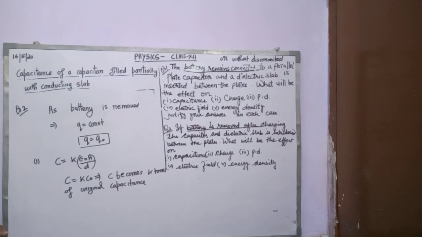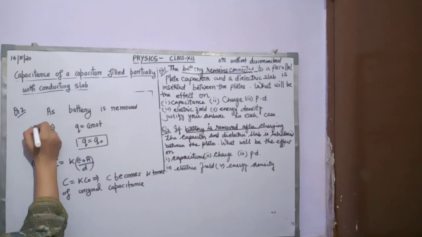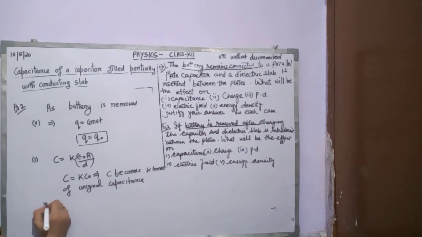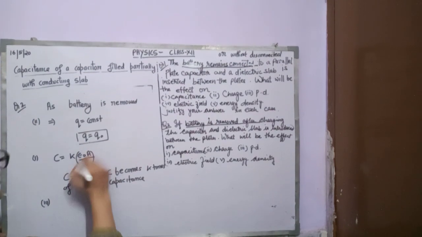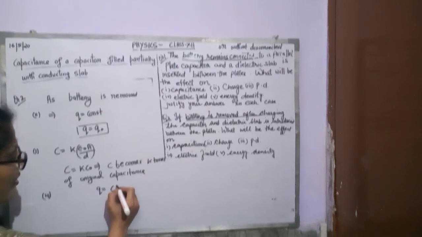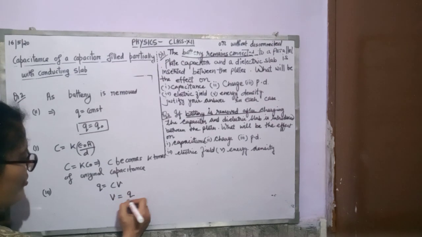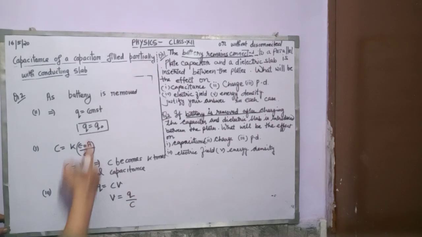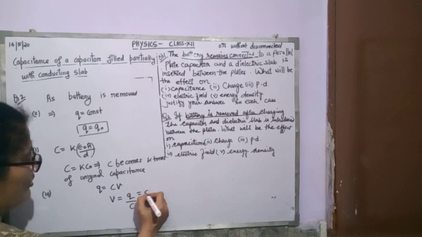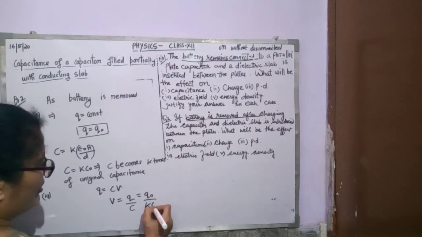Now what about the potential difference? Third part answer is, you know, what is the relation between C, Q, V? Q is equal to C into V. This is the relation. That means V is equal to Q upon C. And what is Q? Q is equal to Q naught. What is C? C is equal to K C naught.